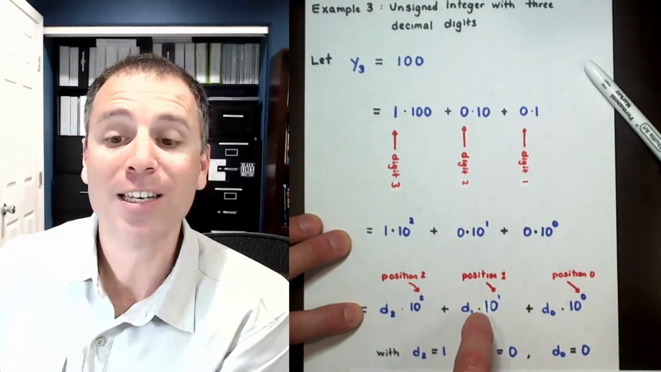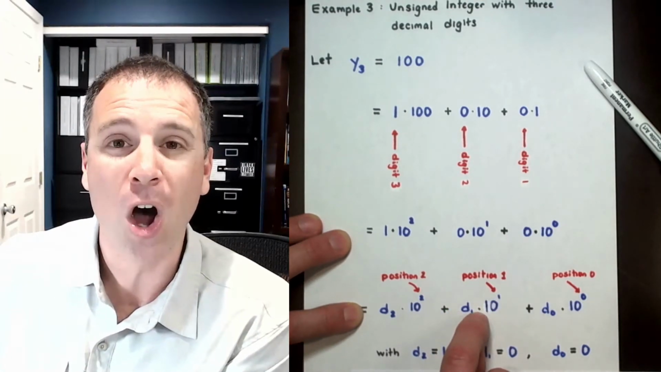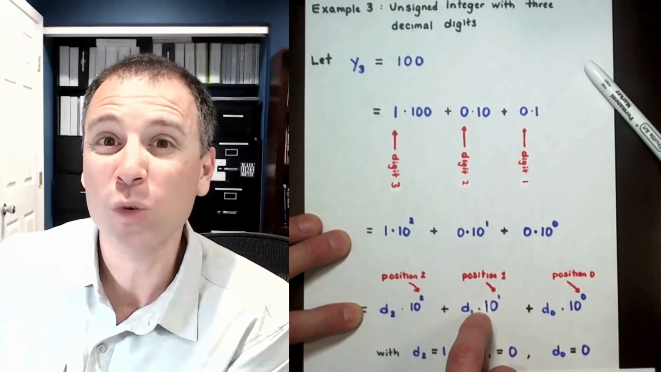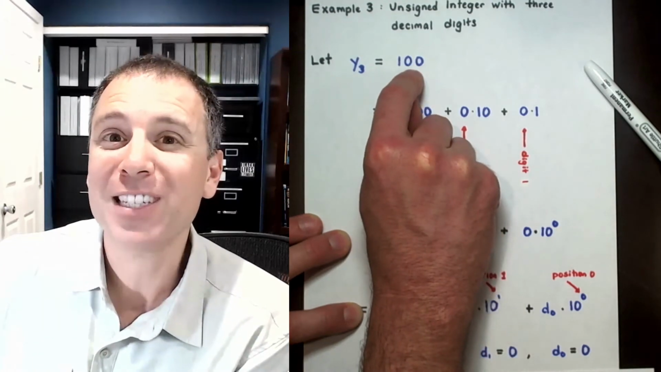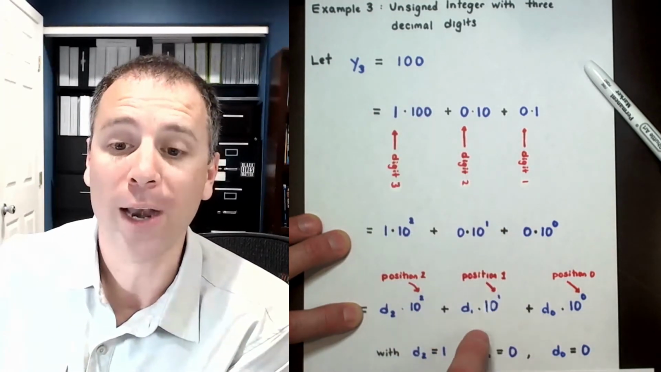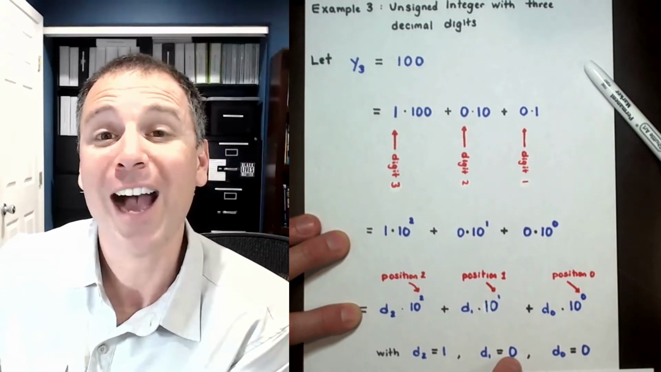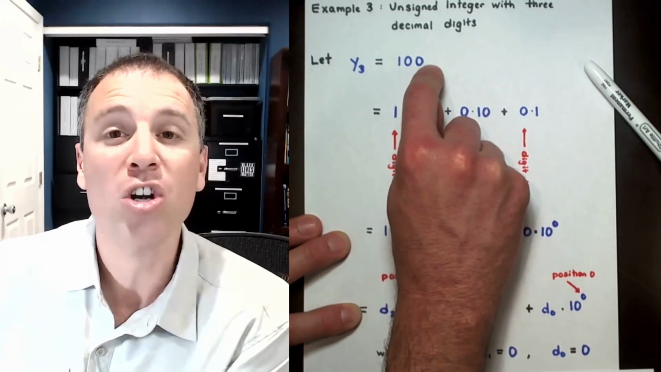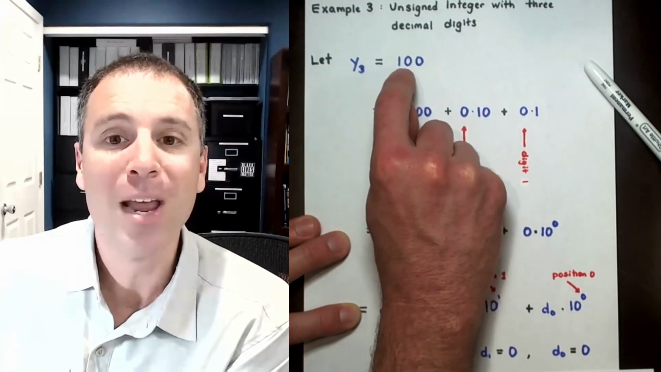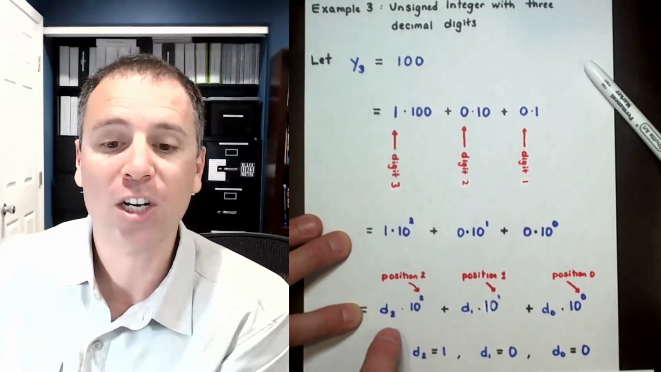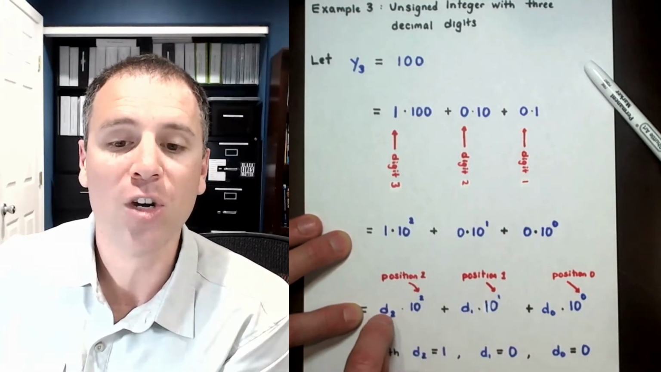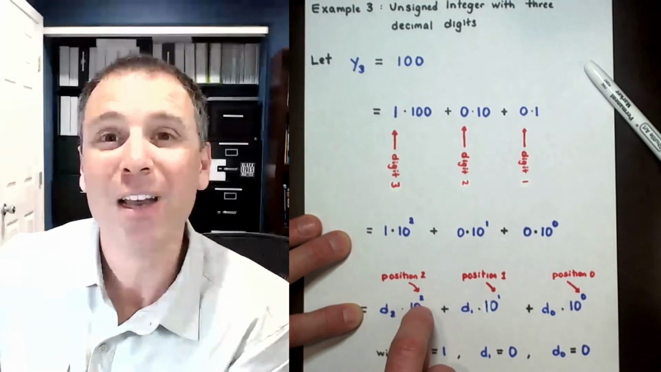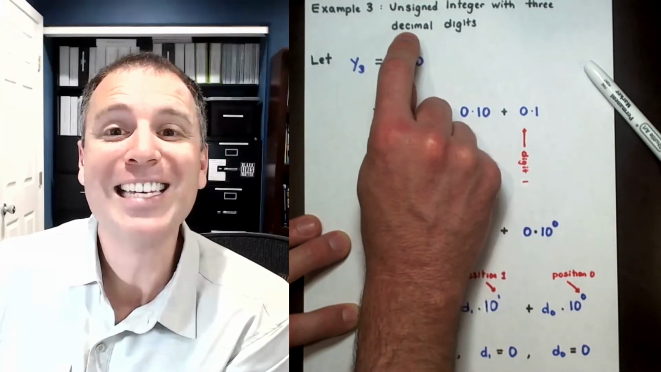Plus d sub 1 times 10 to the first, notice the 1 on the subscript matches the 1 in the power. d1 in this situation is really telling us how many groups of size 10 do we have, or 10 to the 1. How many groups of size 10 do we have in 100? We have 0. D0 is also 0 because there are no 1s. There are no 10 to the 0 groups in this number. In other words, 100 is equivalent to this decimal representation where each decimal digit represents a scalar factor in front of the corresponding power of base 10. That's why we call this a decimal system.